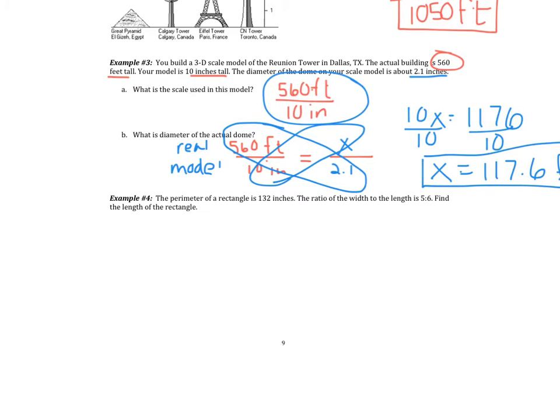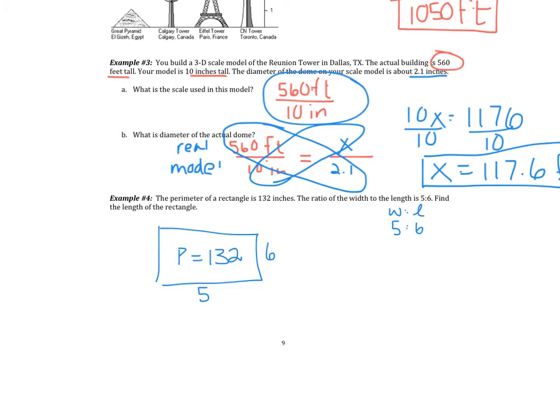We are given that the perimeter of a rectangle is 132 inches. The ratio of the width to the length is 5 to 6. Okay, and I have a rectangle, and I know its perimeter, which is the distance all the way around it. If I add up all four sides, it is 132. Now, the ratio of the width to length is 5 to 6. I know for sure that the width is not 5 and the length is not 6, because if they were, the perimeter would not be 132.